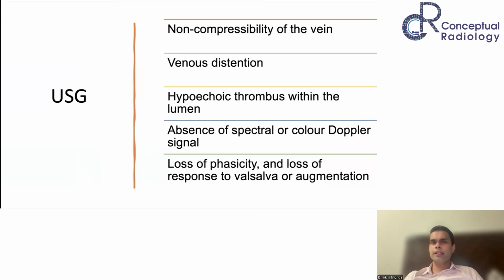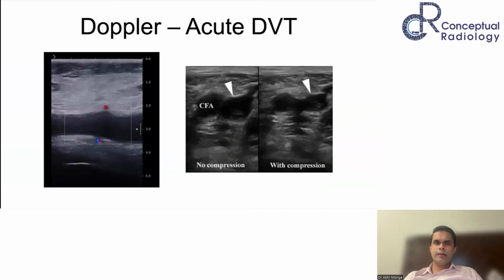So what is the imaging? Of course, non-invasive imaging includes ultrasound, a very good, simple technique for seeing DVT. Acute DVT will have non-compressibility and venous distension, whereas in chronic DVT the lumen is small, with hypoechoic thrombus, loss of Doppler flow, loss of phasicity, and loss of augmentation on Valsalva. So all those things will be there in ultrasound, as we all know.